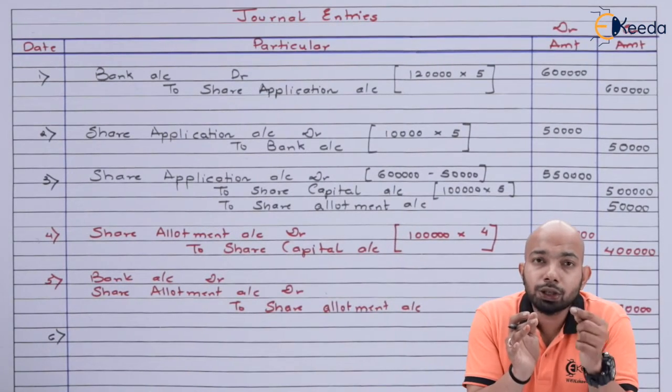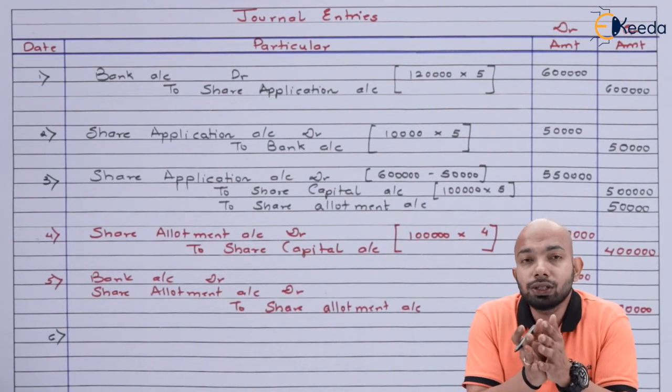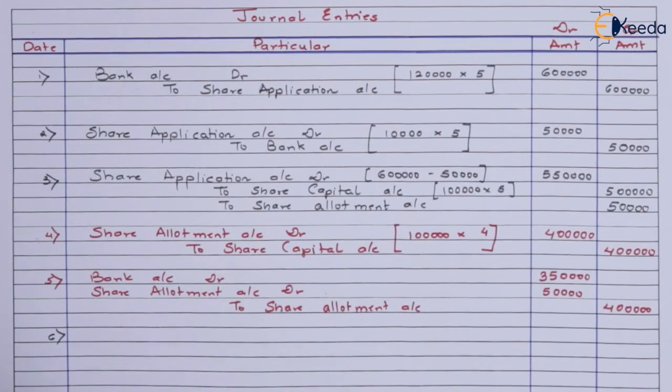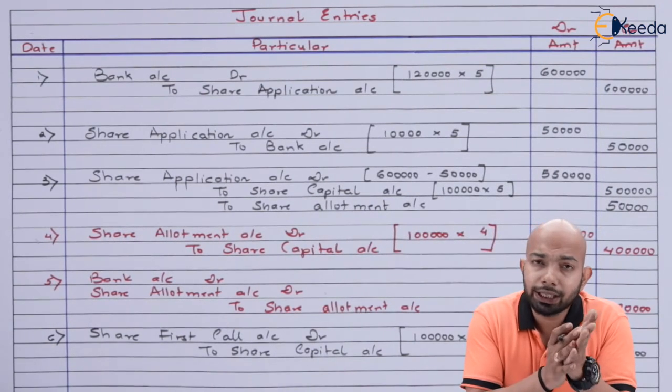But right now, we'll mention all the dues and receipts, and in receipts, it will be mentioned whether there are any calls in arrears or not. So let's mention the first call due entry. In share first call, we're supposed to receive only 3 lakh rupees, because 1 lakh multiplied by 3 gives you a total of 3 lakh rupees.